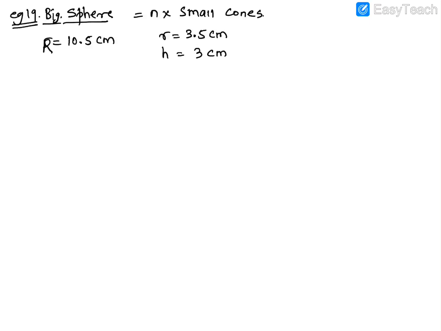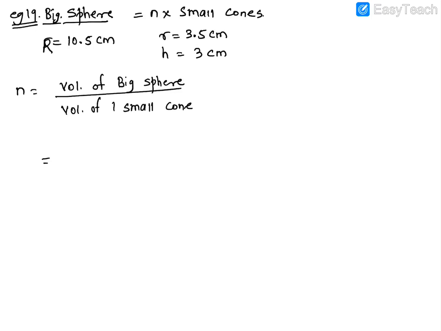Now the number of cones is equal to volume of big sphere divided by volume of one small cone. Now let's put the formula first. What's the volume of big sphere? It'll be 4 upon 3 pi r cube. What will be the volume of one small cone? 1 by 3 pi r squared h. So we can also reduce something out here. We can reduce pi, we can reduce 3 also.